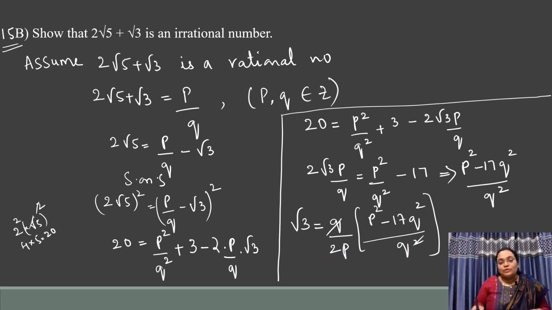Okay. If you see the RHS, it is in the form of p by q. Right? P by q is a rational number. Root 3 is an irrational number. Is a rational equal to an irrational number? No, it is not equal. Right? So our assumption is false. Therefore, 2 root 5 plus root 3 is an irrational number.